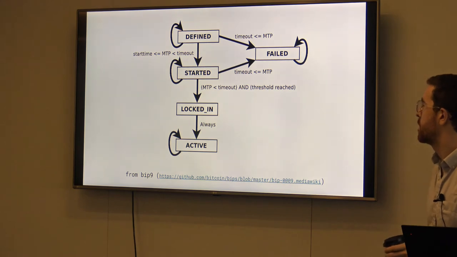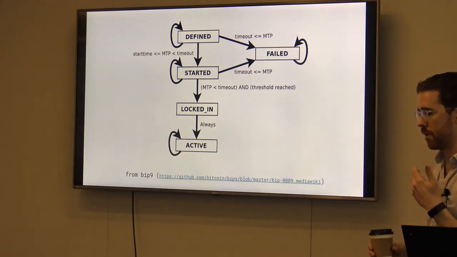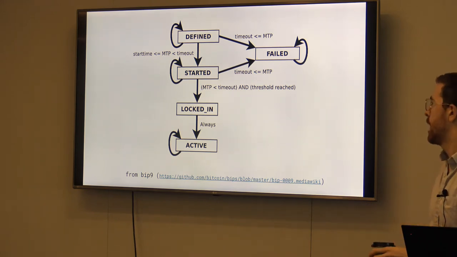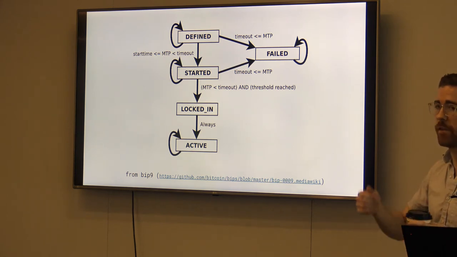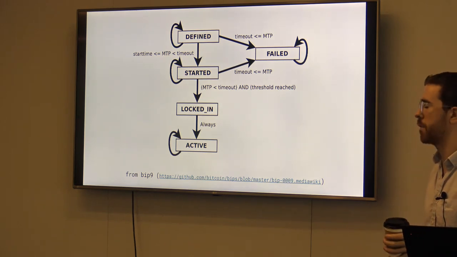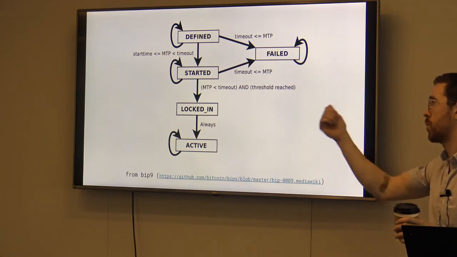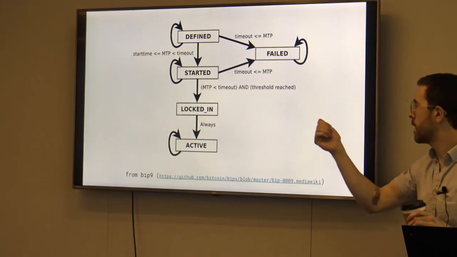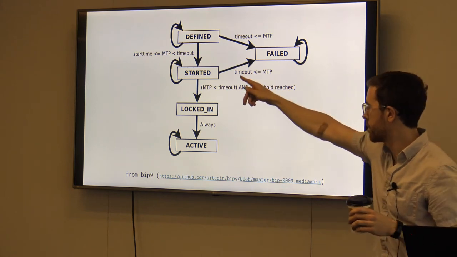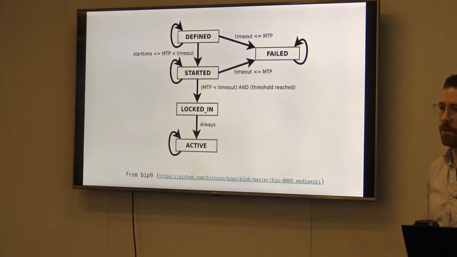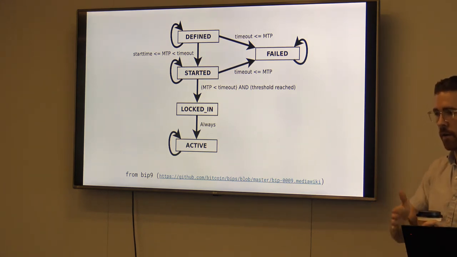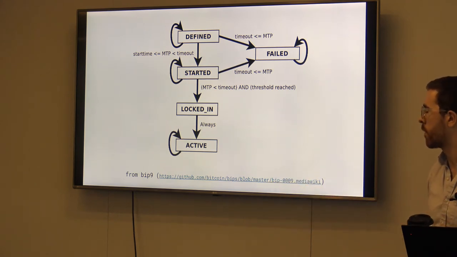So the idea is that basically there's some timeout period where this deployment would be proposed, and if by some median time passed it hadn't been signaled for sufficiently, then it would go into this failed state, and you'd basically say, okay, well, back to the drawing board. The ecosystem isn't supporting this change. But on the other hand, if you hit that threshold before the timeout, you enter this started phase, and that basically exists so that you can make your way through this locked-in transition, which is, as far as I can tell, basically a buffer of time between, okay, we're going to do this thing, and let's give a few weeks or whatever for everyone to get ready for it.